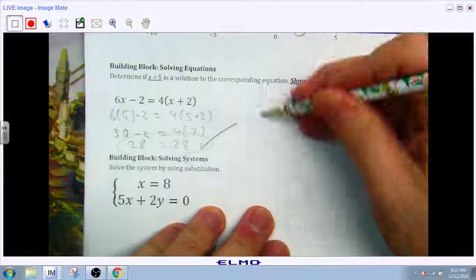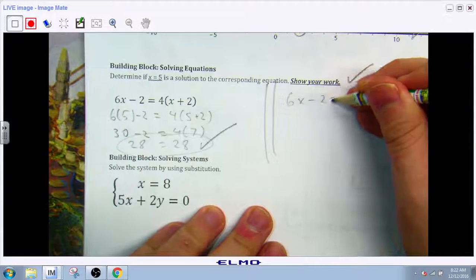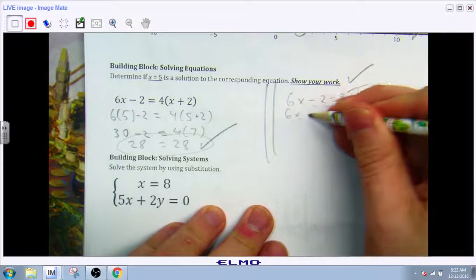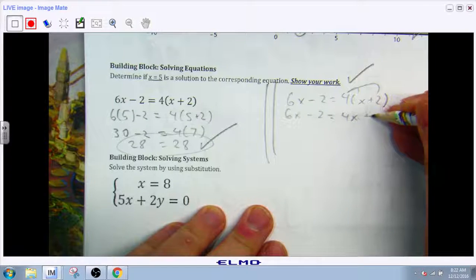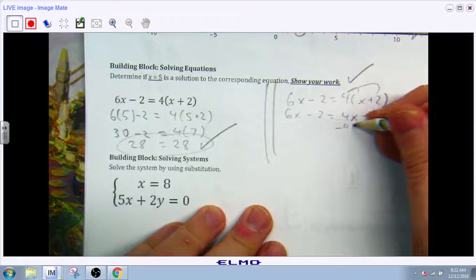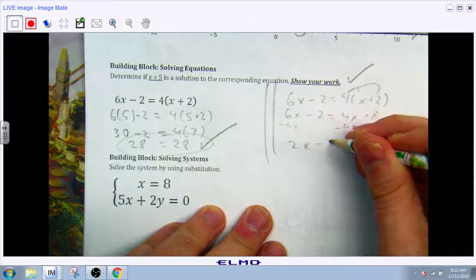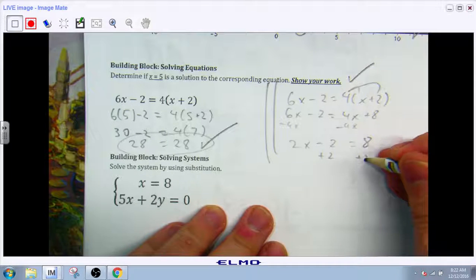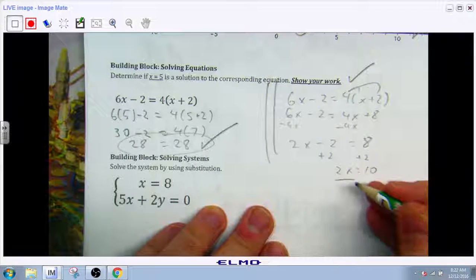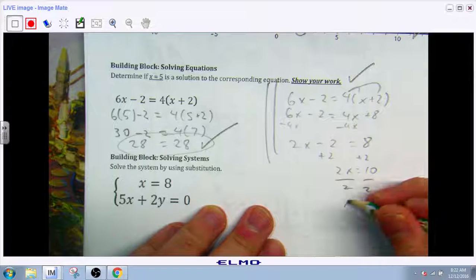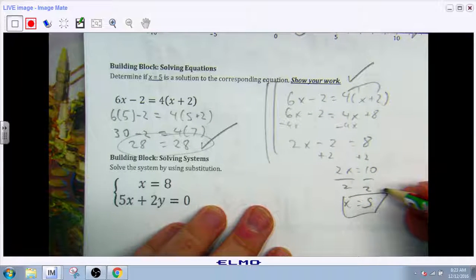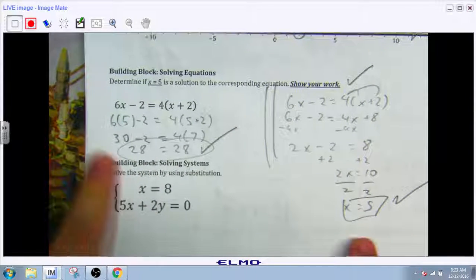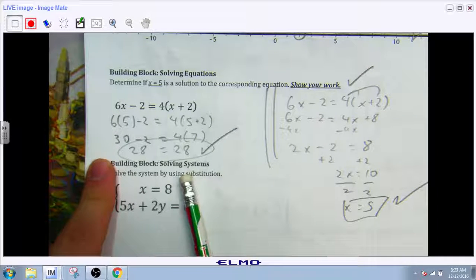Another way you can do this is solving for x. If I have 6x minus 2 equals 4 times the quantity x plus 2, we can solve for x. I'll distribute this 4, so I have 6x minus 2 equals 4x plus 8. I'll combine my like terms by subtracting 4x from both sides, giving me 2x minus 2 equals 8. I'll isolate my x term by adding 2 to both sides, giving me 2x equals 10. Now I will isolate my variable by dividing by the coefficient of 2, so x equals 5. So yes, I've proved that x equals 5. Either of these ways proves that x equals 5. I find this way easier, but hey, you do you.